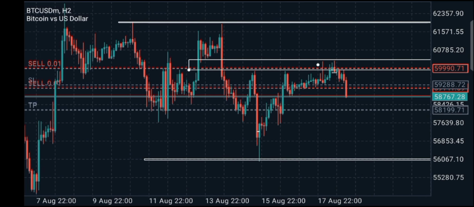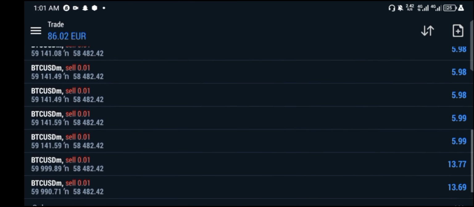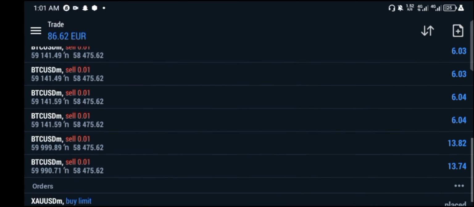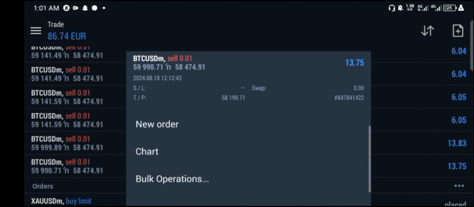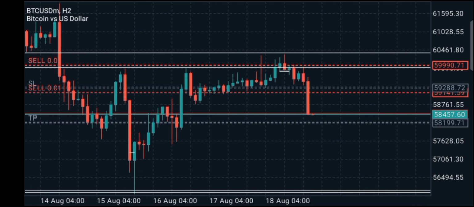So that's just it on this particular setup, guys. Let's see if we can get to TP. Okay guys, we just got to our TP zone. We are almost at the TP level. So if you look at this particular trade, guys, we are at our TP level.